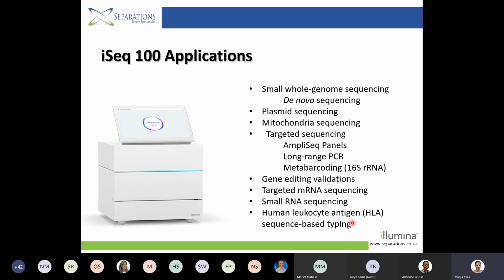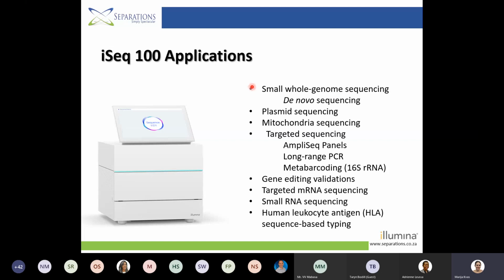So when we look at specific applications that can be done on an iSeq, I'm not going to discuss all of them, but we will zoom briefly into a few of them. If you have some projects that you would like to look into, please don't be shy, just drop us an email and we can arrange a one-on-one meeting and discuss these with you.